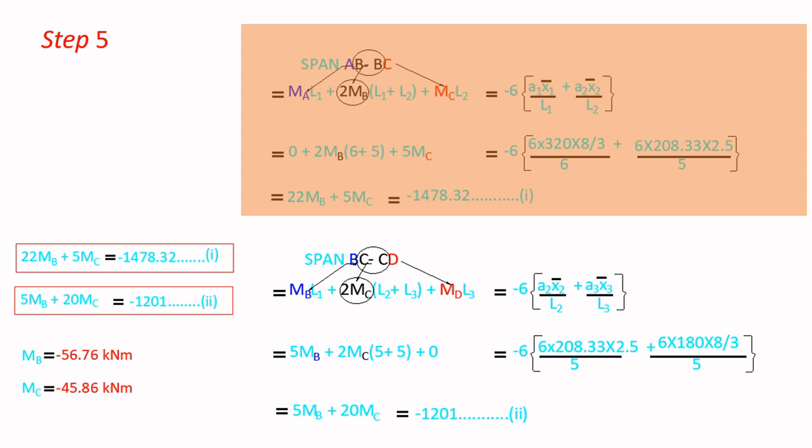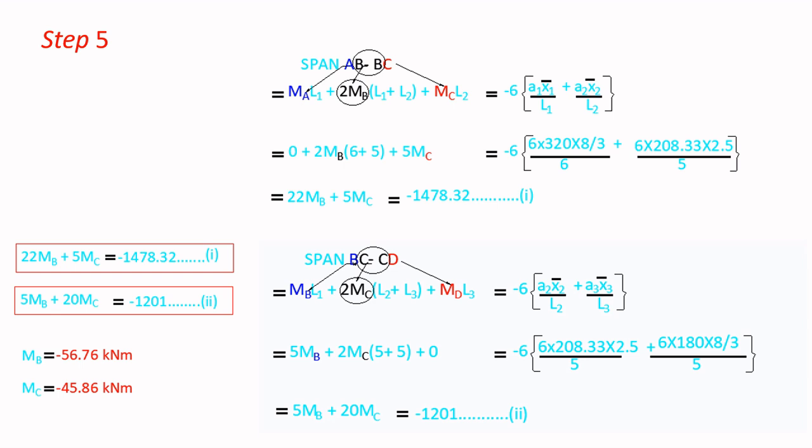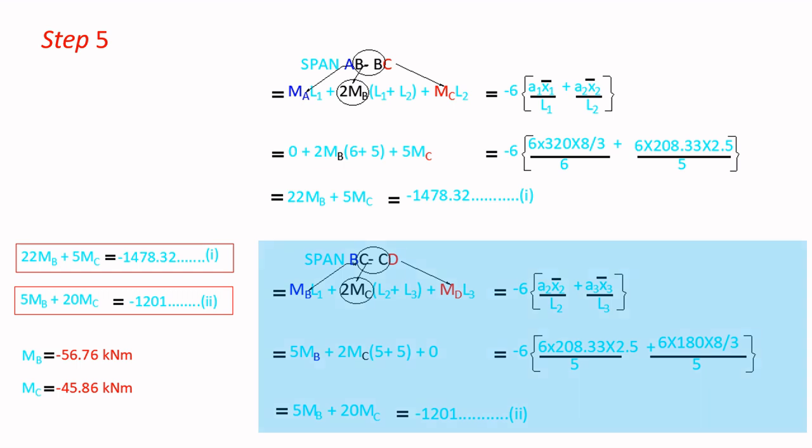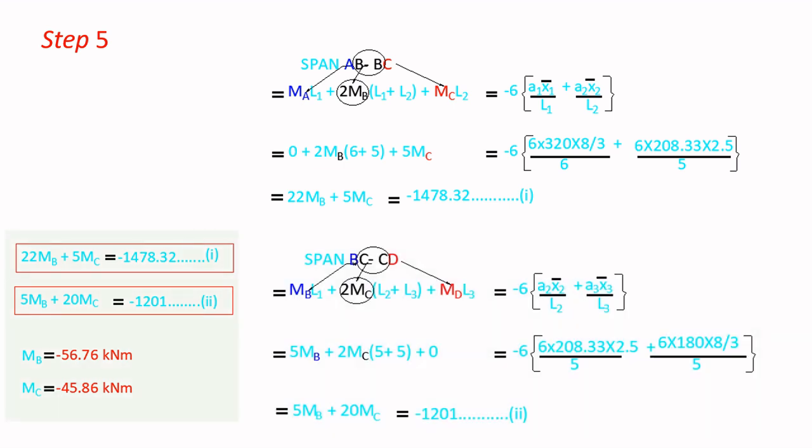Next we look at span BC, CD. According to three-moment theorem equation, the formula is MB L2 plus 2 MC into brackets L2 plus L3 plus MD L3 is equal to -6 into brackets A2 x bar 2 over L2 plus A3 x bar 3 over L3. Now MD is 0 since support D is a simple support. Applying the three-moment theorem equation, you get the values as shown. This gives equation number 2. Solving the two equations, you get the values of MB as -56.76 and MC as 45.86.